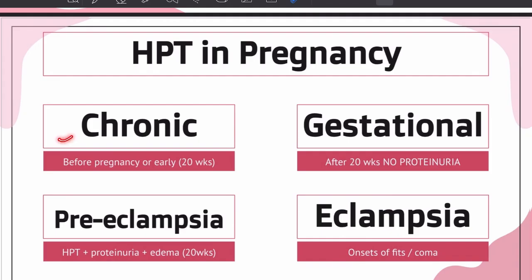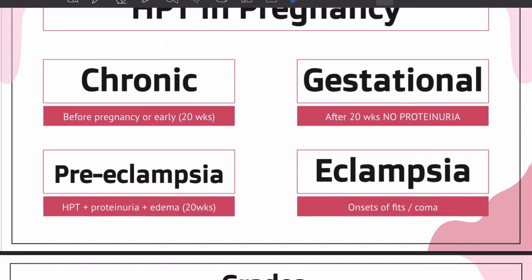So chronic: she's had hypertension before pregnancy, or she's developed it in the first 20 weeks. Gestational: after 20 weeks, no proteinuria. Pre-eclampsia: after 20 weeks, but she's having proteinuria or edema. And when you start to see fits and seizures, this is eclampsia.